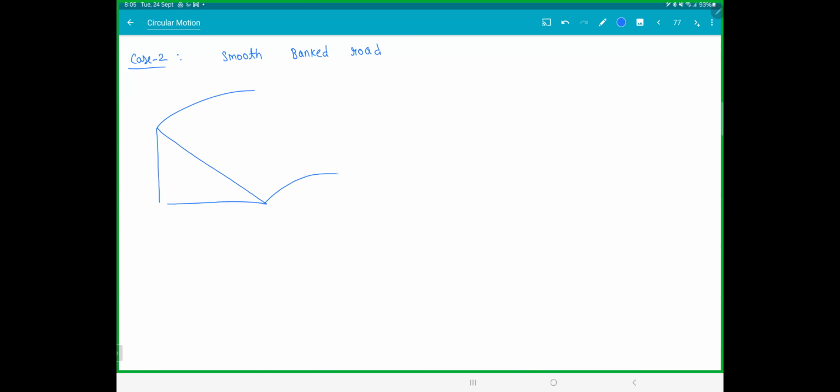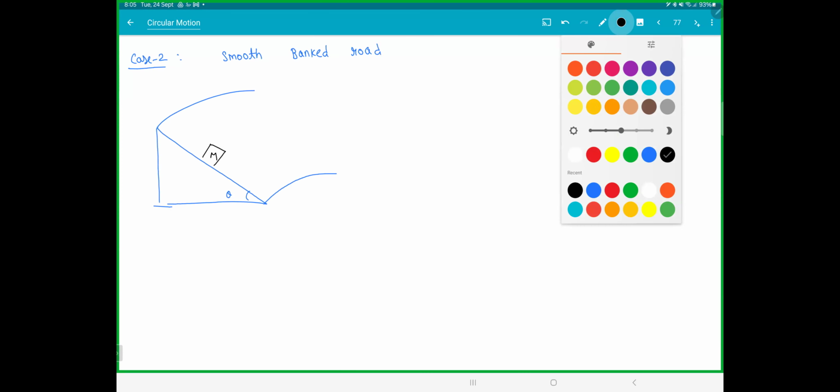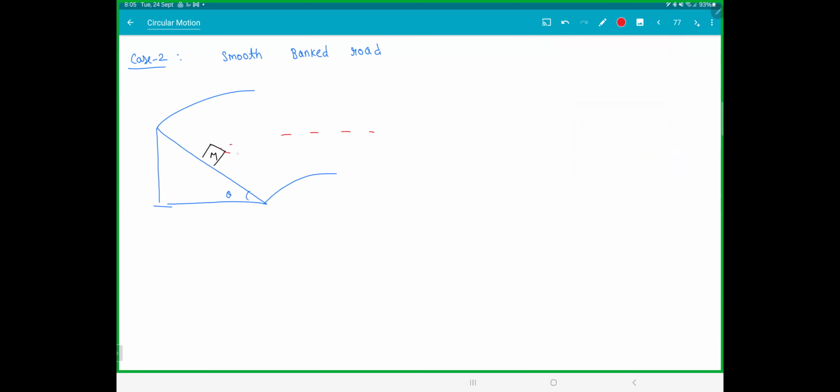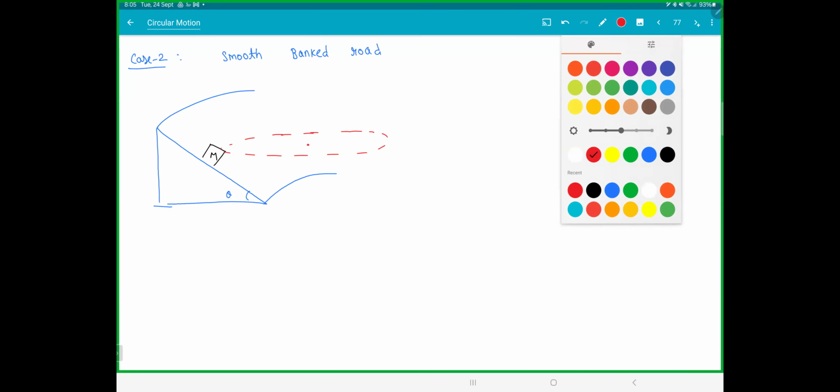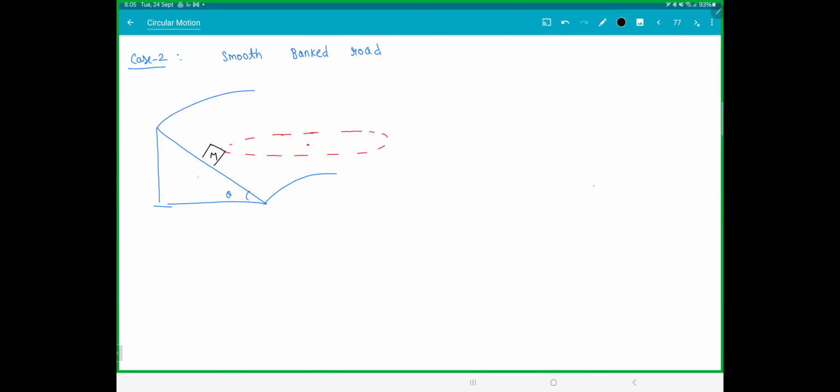So the curved part of the road you built like this at an angle theta. So your vehicle is here. This guy is going in a circle like this. So that is a circle it will go in. Now, if you try to draw the forces, you will find normal reaction. You will find your own weight mg, and there is a centripetal acceleration.